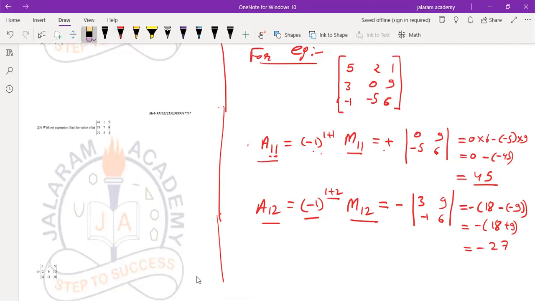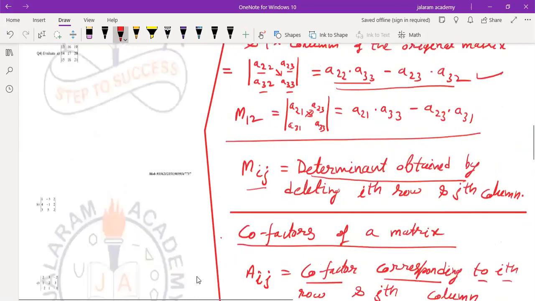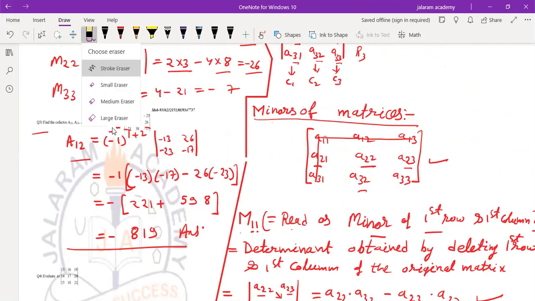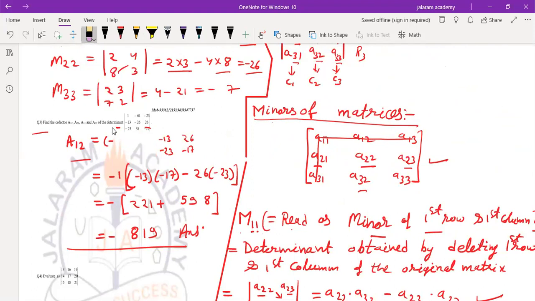Minus 36 is minus 18 minus 9, so it is minus 18 plus 9, that is minus 27. So I hope you all have understood the meaning of cofactors. Then we have discussed question 3 on cofactors from the sheet also. Hope you all have understood the meaning of cofactor and minor.